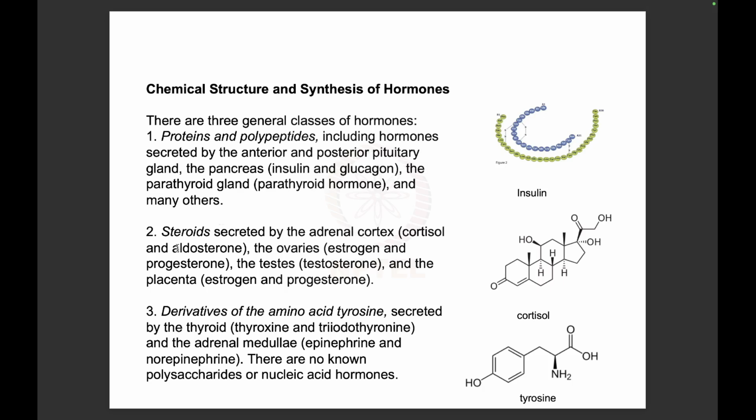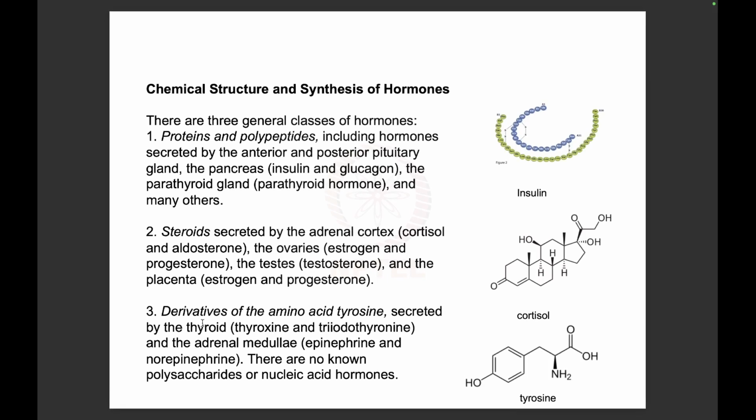Then we have the steroid hormones. Okay, those are secreted by the adrenal cortex, for example cortisol or aldosterone. Ovaries also secrete estrogen and progesterone, testes secrete testosterone, and the placenta secretes estrogen and progesterone. So these are all the steroid hormones.